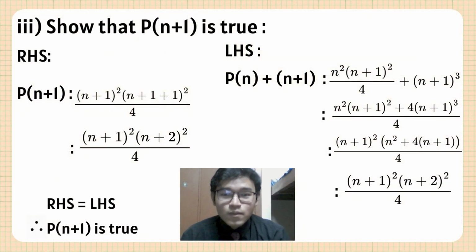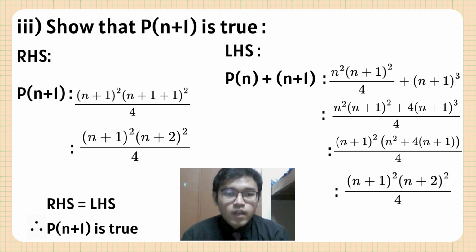So the third step is to show that P(n+1) is true. So for our right hand side, we need to find P(n+1). So we substitute n plus 1 into the n to get (n plus 1) squared multiplied by (n plus 1 plus 1) squared over 4. So we simplify the equation to get (n plus 1) squared multiplied by (n plus 2) squared over 4.